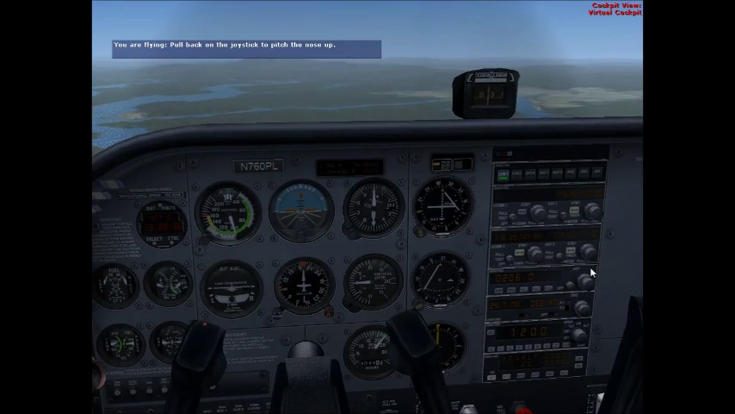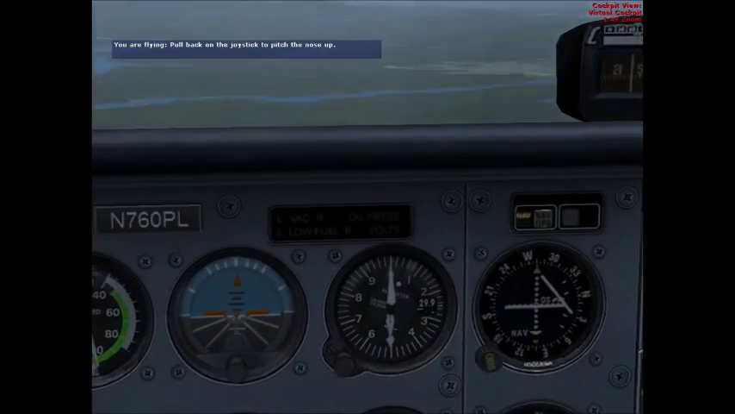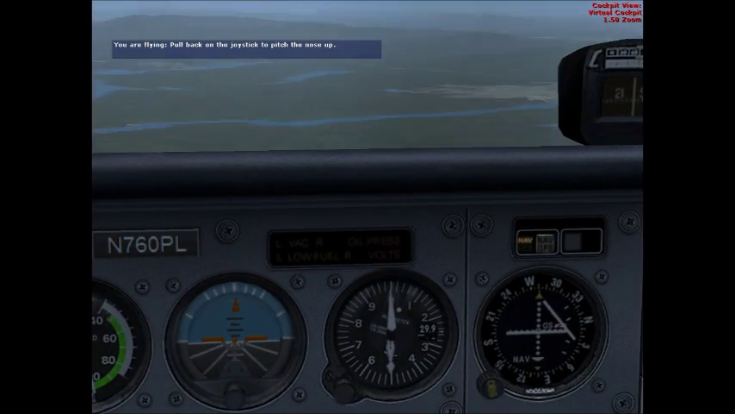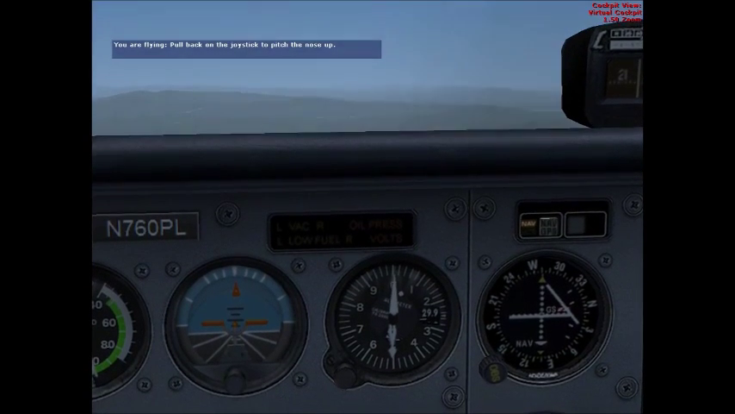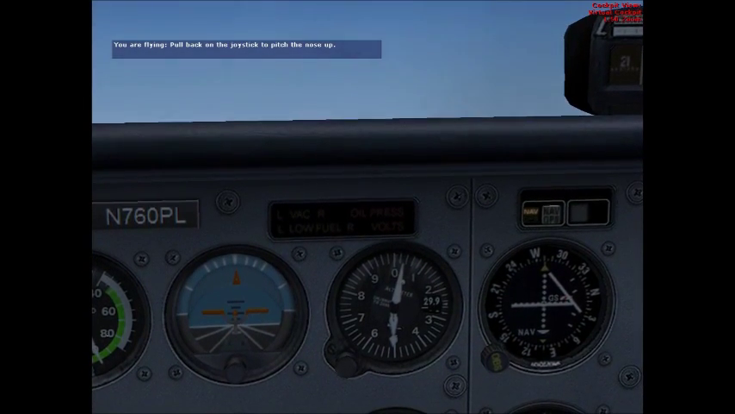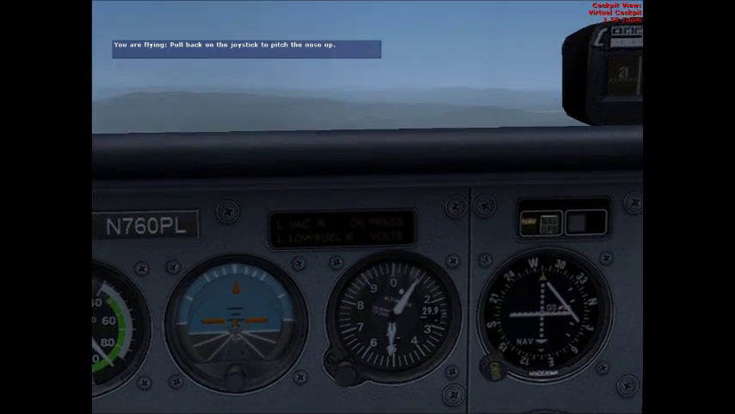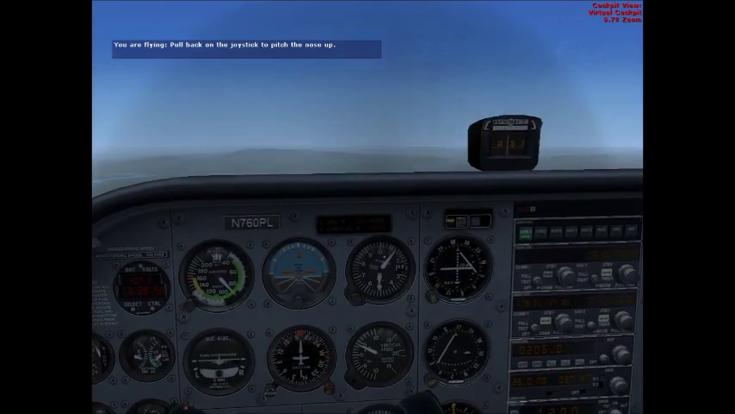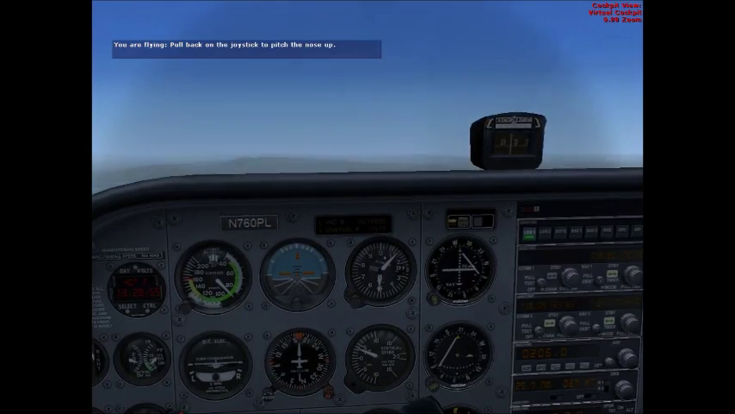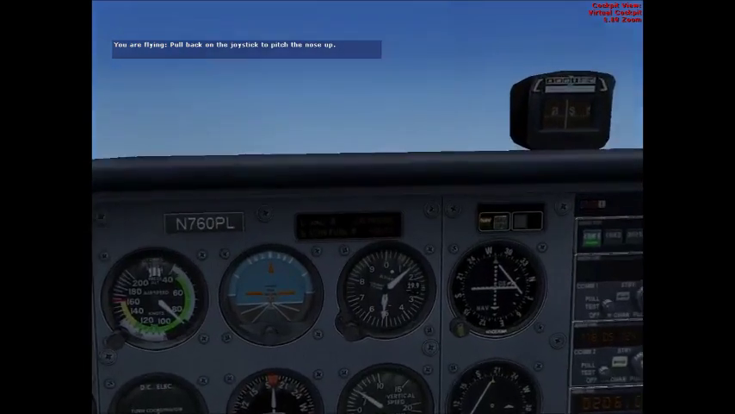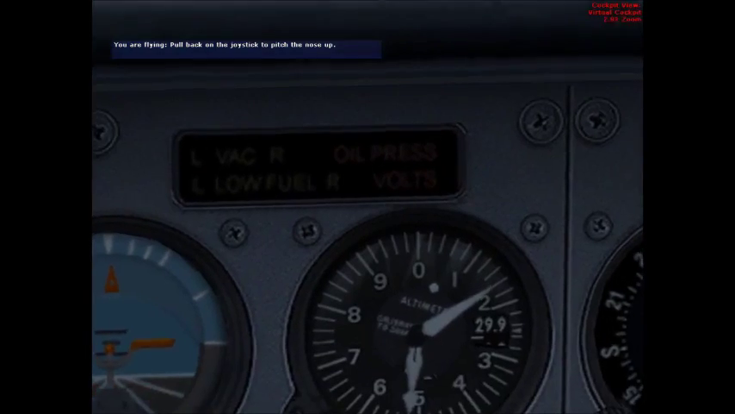I want you to gently pull the joystick back about ½ an inch from its center position and hold it there. Now watch the response. We're climbing. Pull back on the stick. The nose of the airplane pitches up. The miniature airplane in the attitude indicator pitches up too.